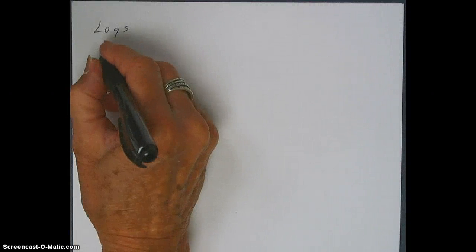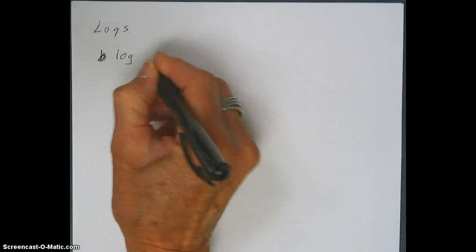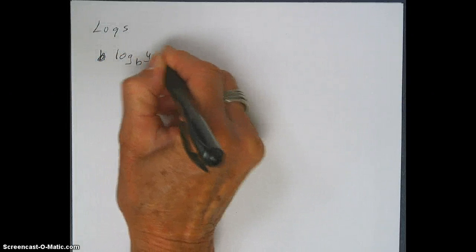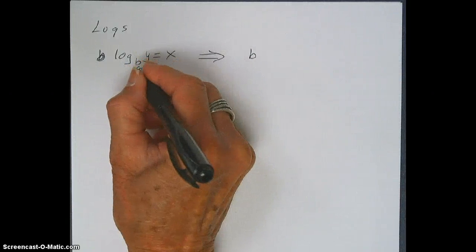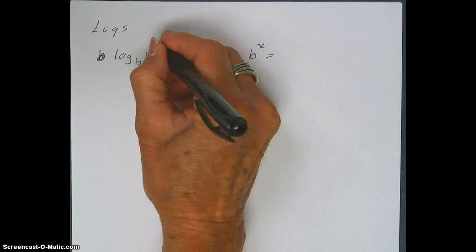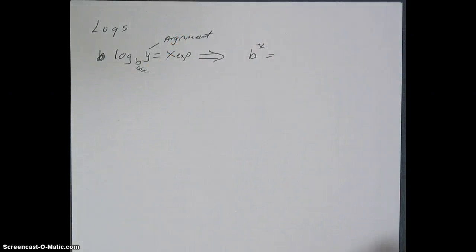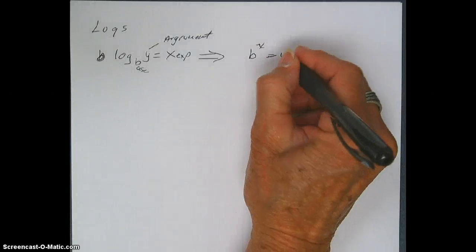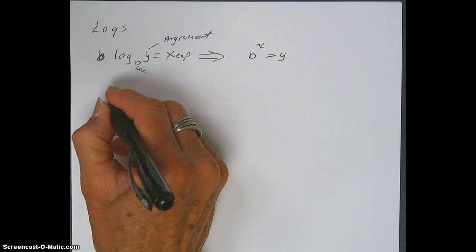The third thing that we did in this chapter were logarithms. So the first thing we did was learn how to translate logs. So we have log to the base b of y equals x. Translates to b is your base, x is your exponent, and y is what's called your argument. So it's very important. You're going to need to know how to translate your logarithms. You're going to need to know how to graph a logarithm.